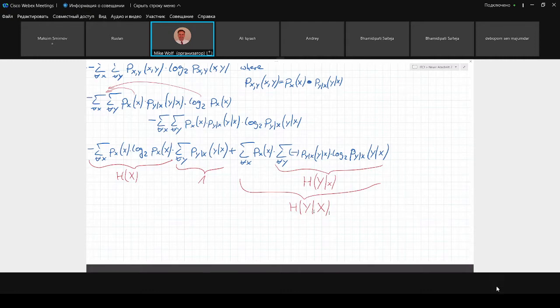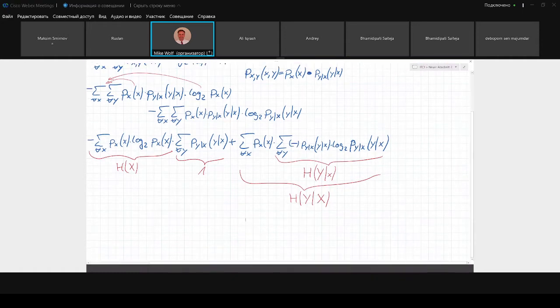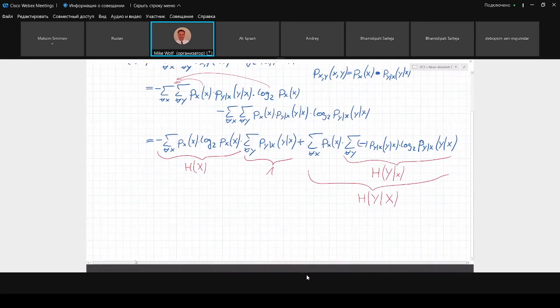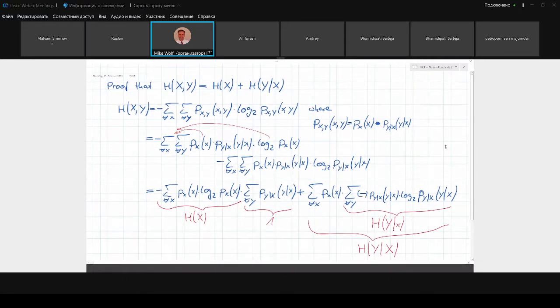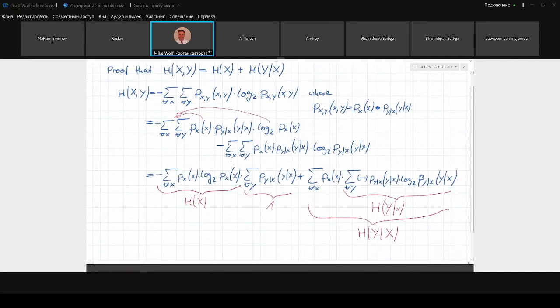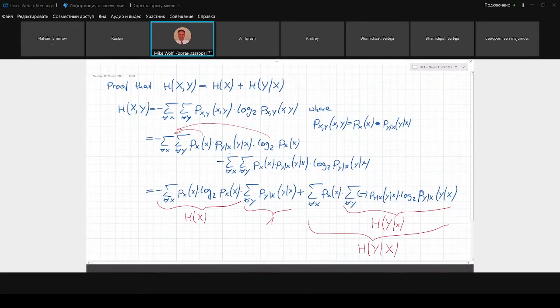And now we can even proceed. Yes? Is there a question? But wait a second with this mouse here. I think you can see everything now. It works. Okay. Yeah. What is the question?